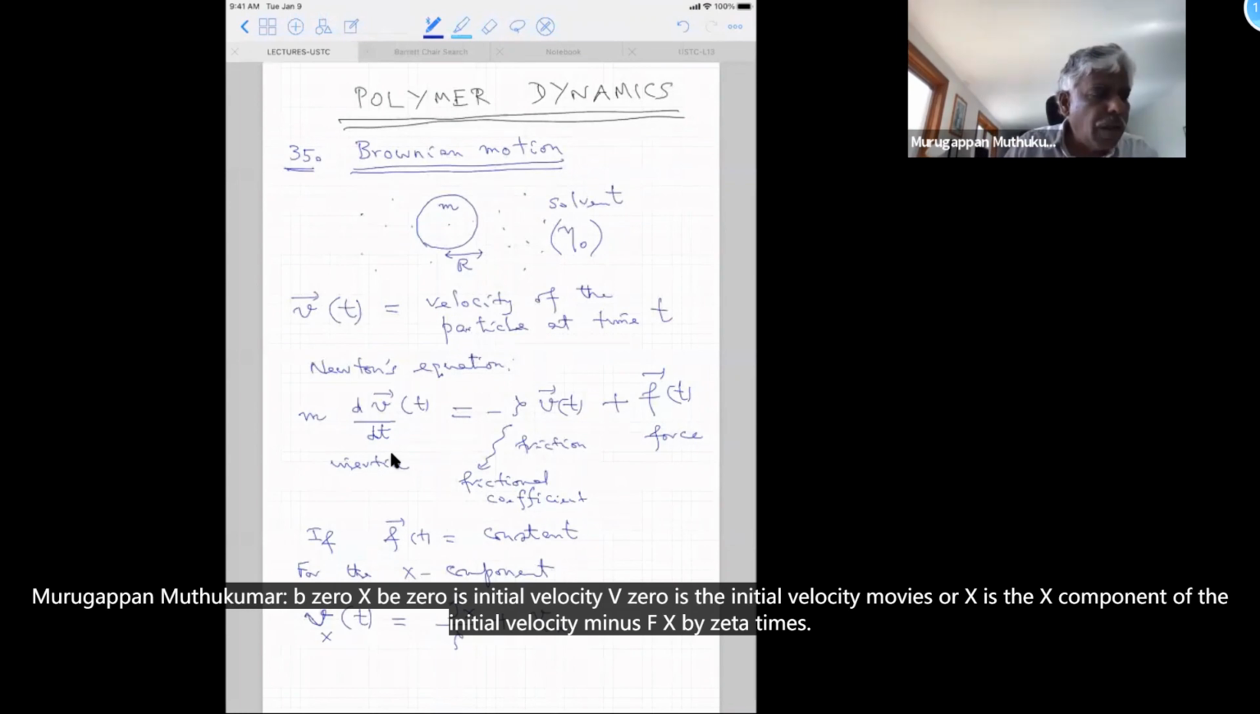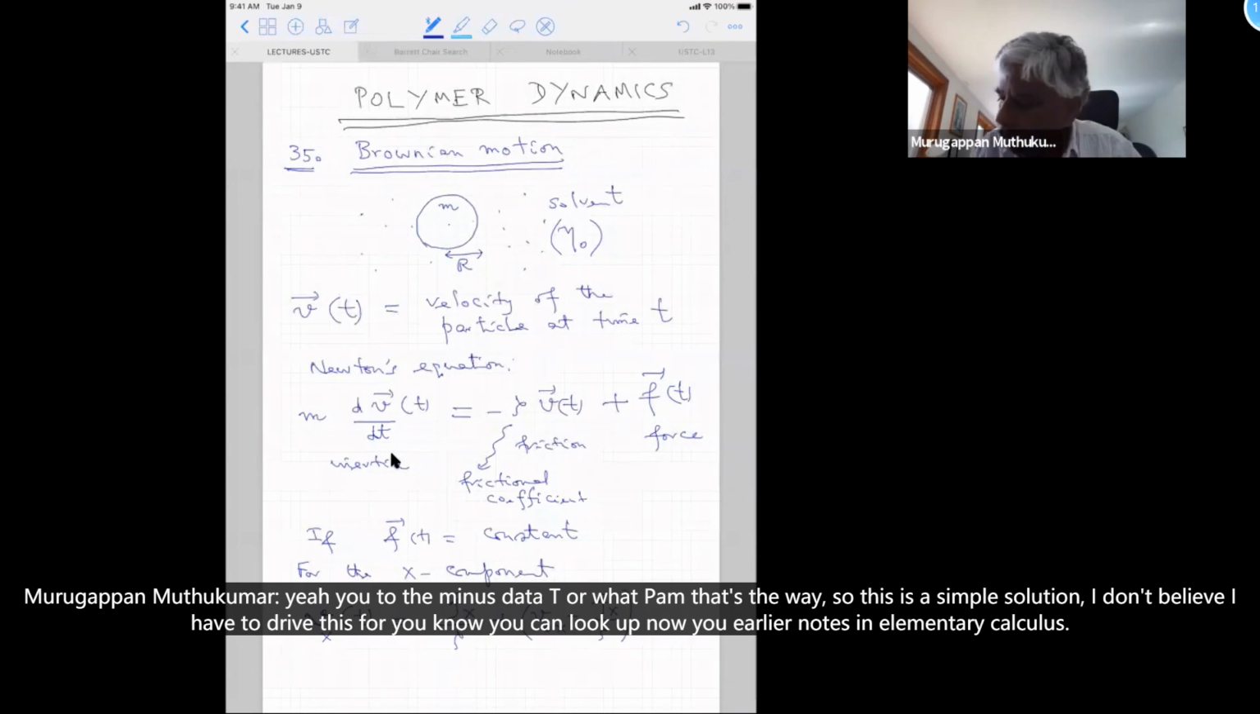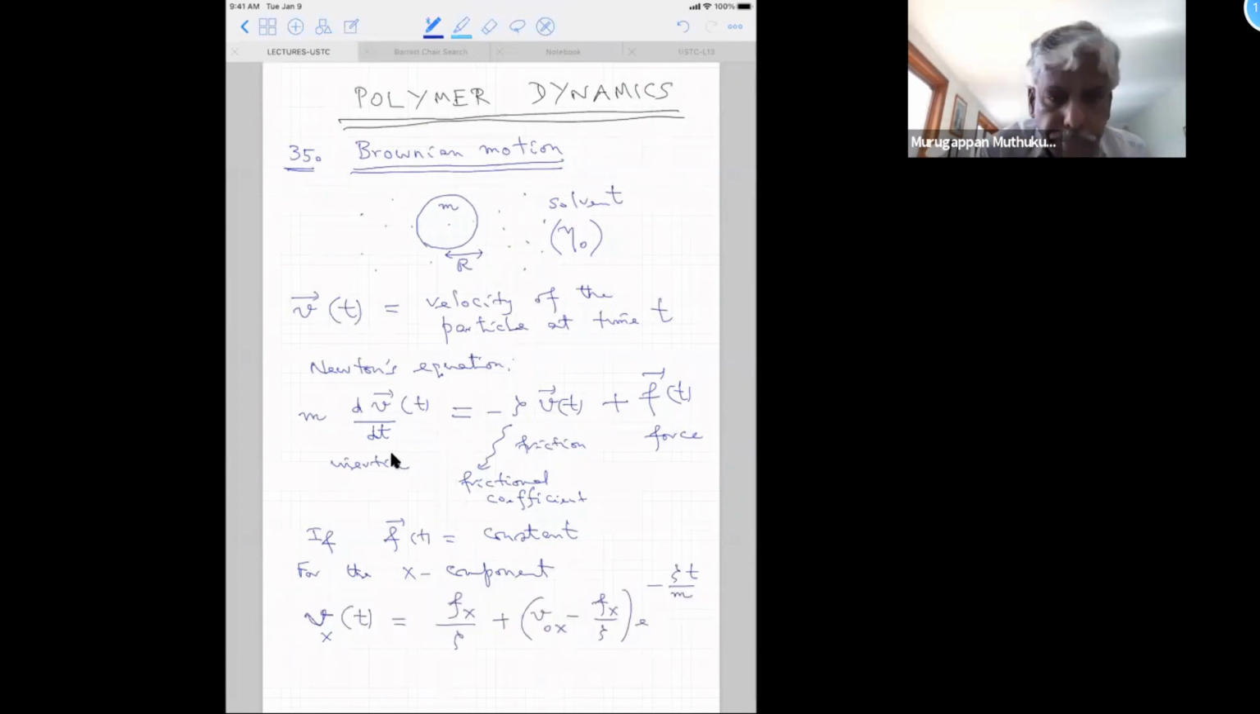v0 is initial velocity, but v0x is the x component of the initial velocity minus fx by zeta times e to the minus zeta t over m. That's the way it turns out. This is a simple solution. I don't believe I have to derive this for you. Now you can look up your earlier notes in elementary calculus. That's what that is.